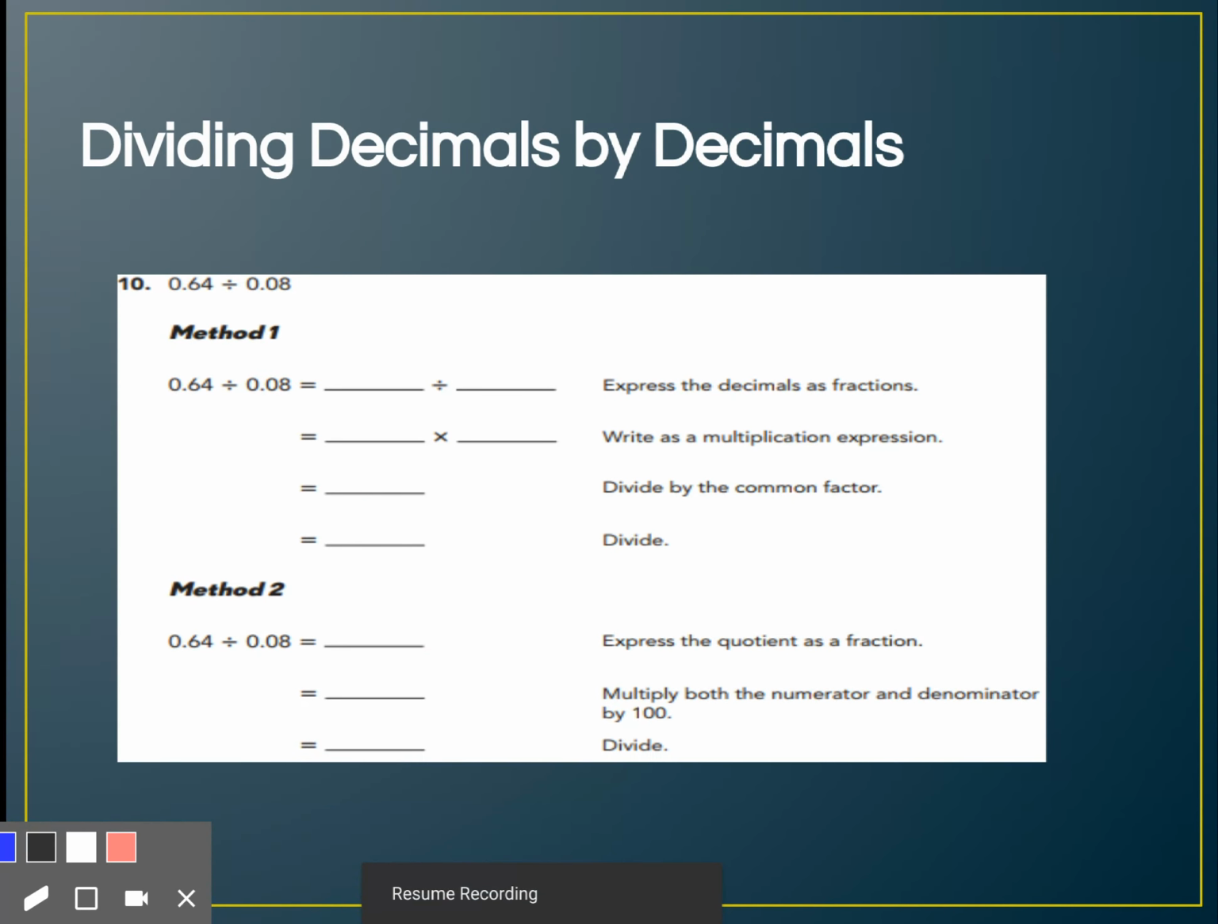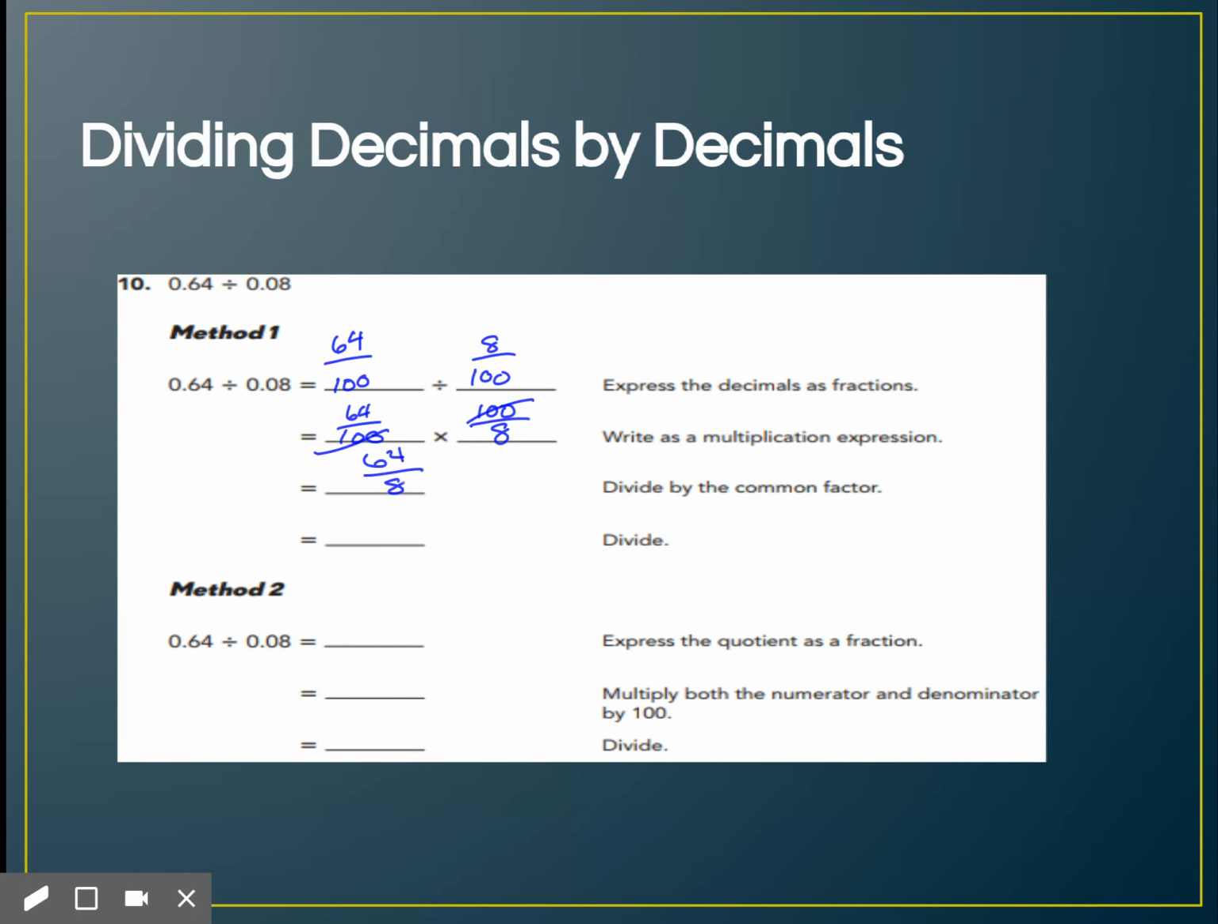So let's practice both methods with number 10. I have 0.64 divided by 0.08. 0.64 is 64 over 100. 0.08 is 8 over 100. Now I'm going to do keep flip change. Okay. And because I have 100 here, I can cancel those both out because they're diagonal from each other. And I just have 64 over 8. So 64 divided by 8 is 8.